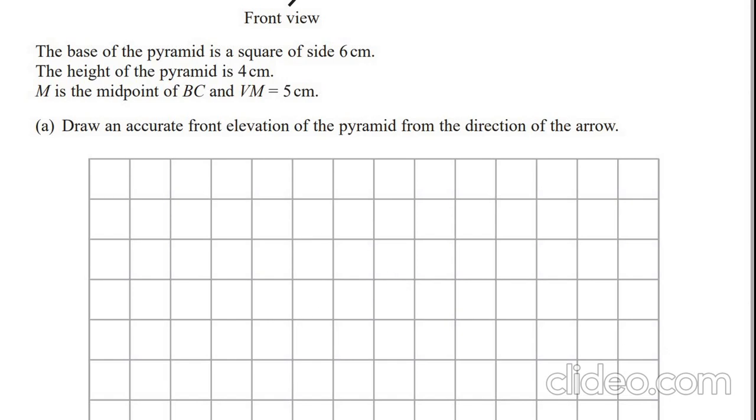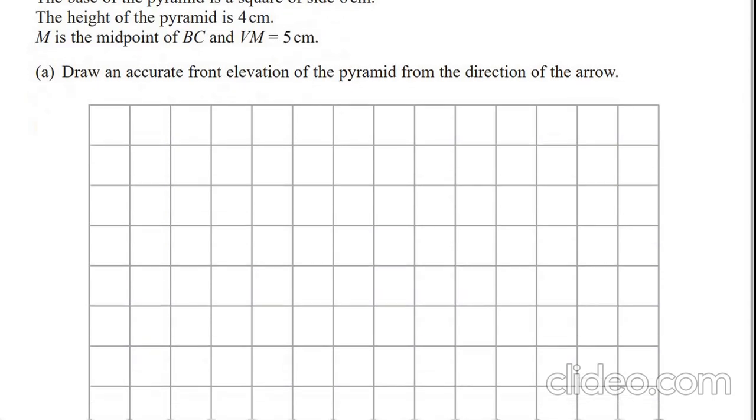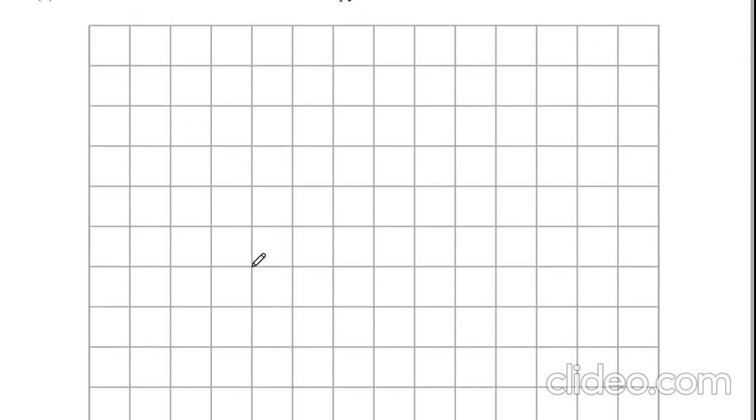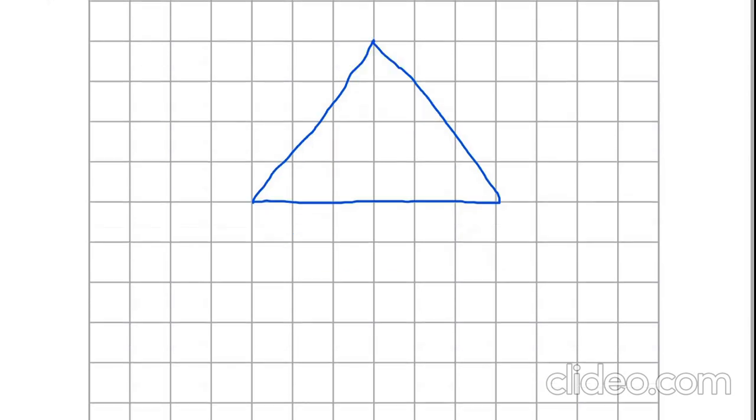So each box or square represents 1 centimeter. So we are going to draw a triangle with base 6 and height 4. 1, 2, 3, 4. Of course, you need to use a ruler to draw a nice, neat triangle. Yeah, that's it.